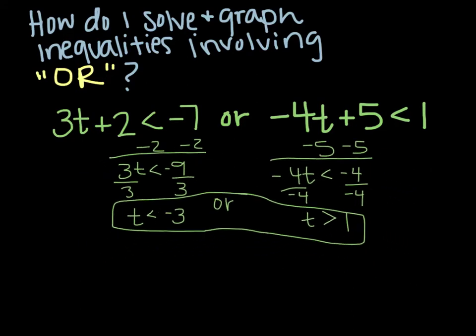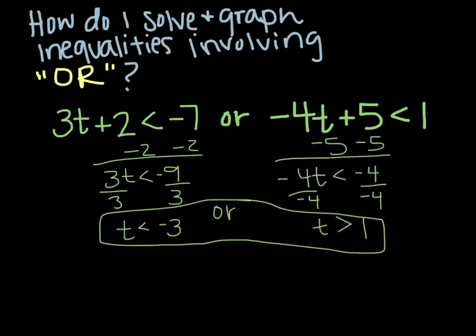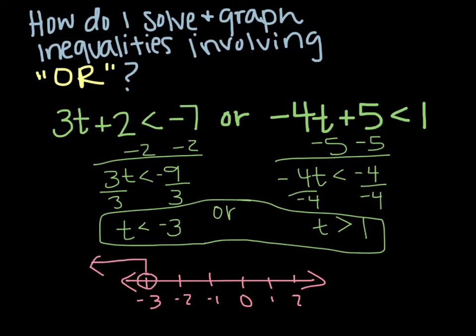And then when it comes to graphing, negative 3, negative 2, negative 1, 0, 1, 2. Okay, so t less than negative 3, open circle. t is smaller than negative 3, so it's going that way. And then t is greater than 1, open circle, going to the right. That's your graph for that one.